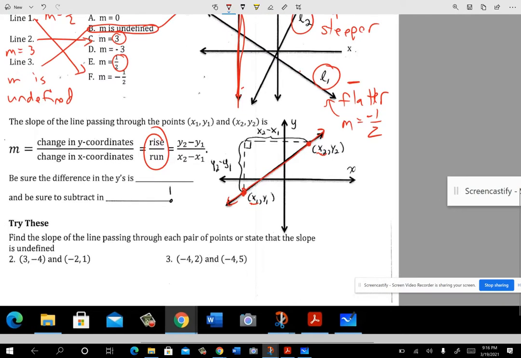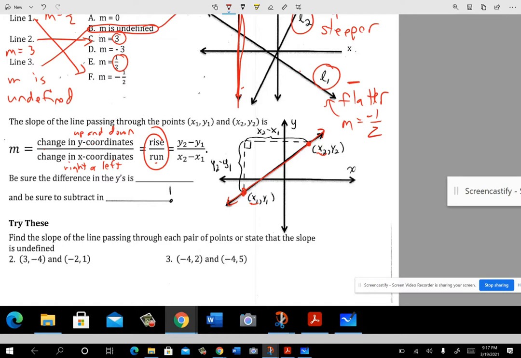And rise is just an easy way to talk about thinking about what the change is vertically. So the change in your y coordinates, the change up and down, right? That's what that is. How far up or down did you go? And the change in the x coordinates is how far right or left you went. That's what the run would mean. And really, that's what I think of when I do any problem. But the formula comes from this.